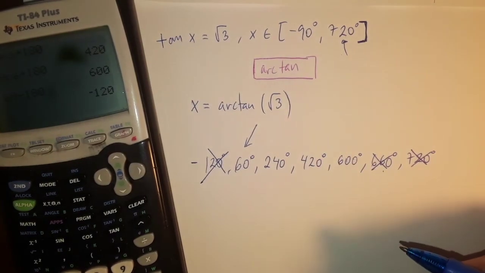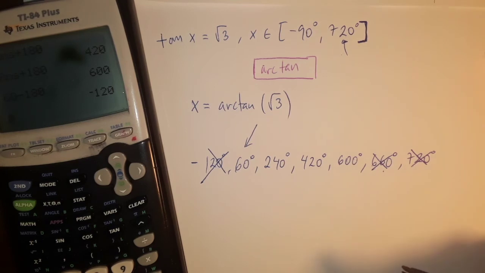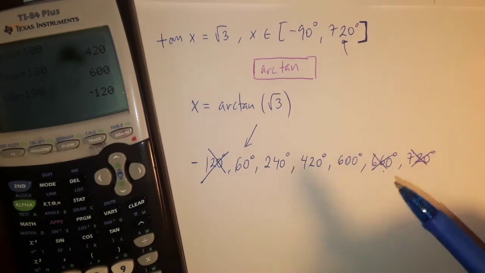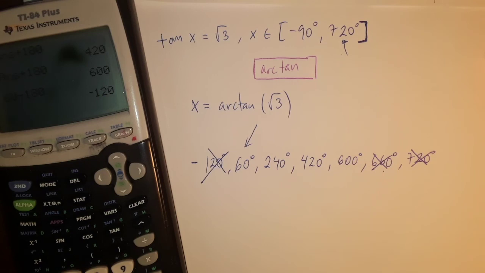So that's it. This is how we solve it. We could also do the same thing with radians, but instead of adding or subtracting 180, I would add or subtract pi. And that's it. Done.